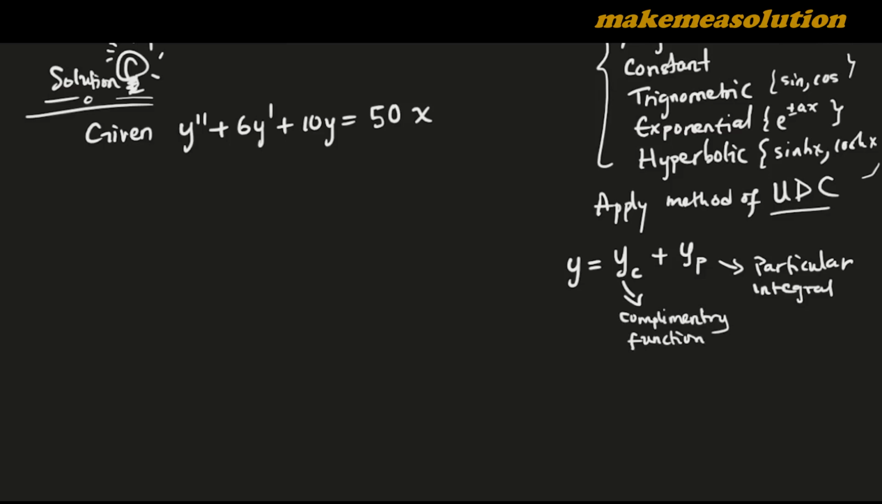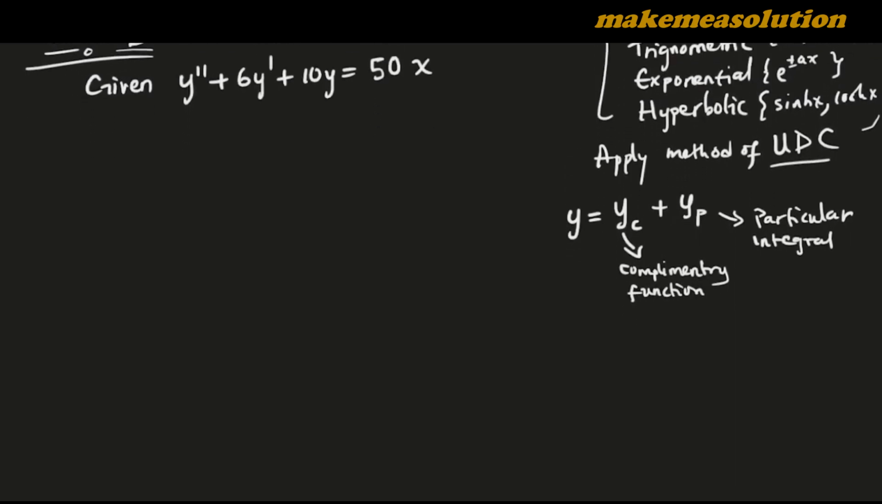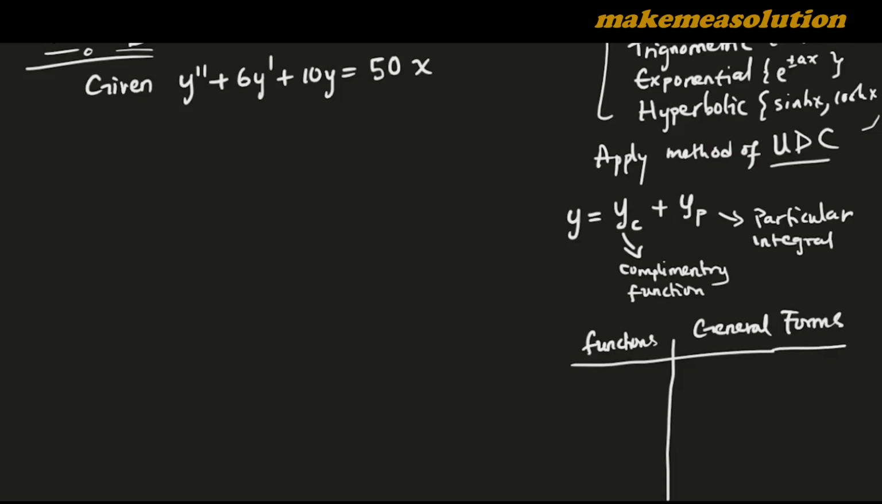Now your complementary function can be obtained by solving this particular equation when the right hand side is 0. So in the complementary function, we are just assuming that the equation is homogeneous. We'll set the right hand side equal to 0, solve for the complementary function, and keep it somewhere. The particular integral can be gotten by making some assumptions depending on the method you're using. When using the method of undetermined coefficients, we have functions and general forms.